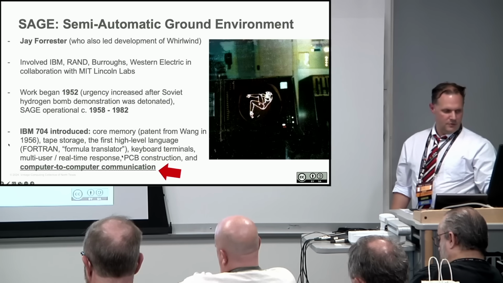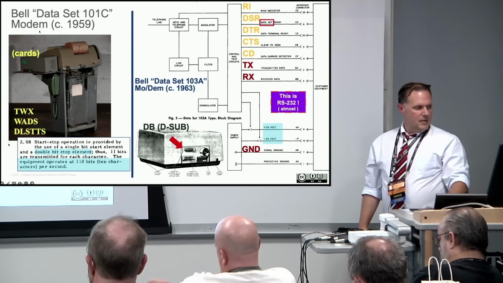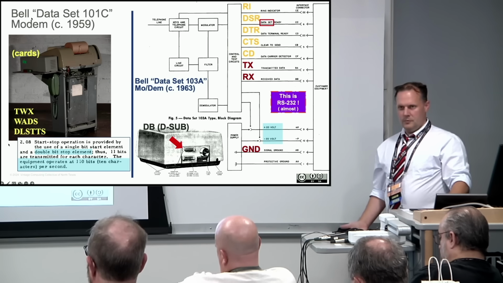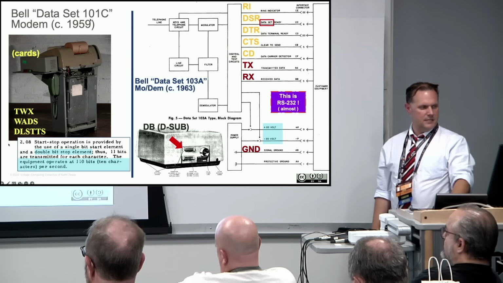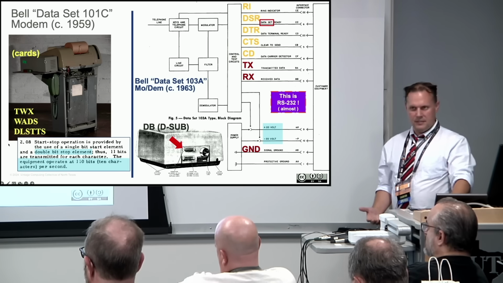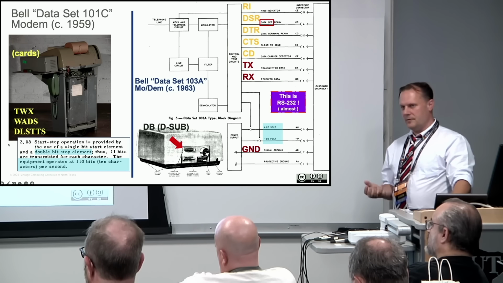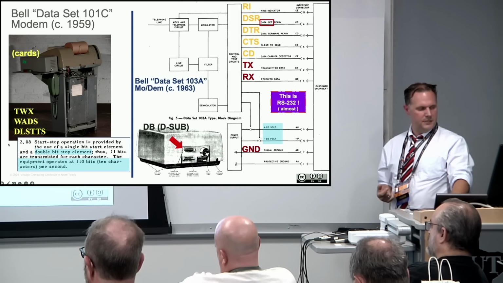So computer-to-computer communication, what was their solution for that? So this is sort of the first modem. Bell was one of the contributors on that Sage system. So they built the Dataset 101. The Dataset, my understanding, was a set of cards, and it was basically how you configure its equivalent of a baud rate and what kind of protocol it was talking. So you had little cards that you would put in here.